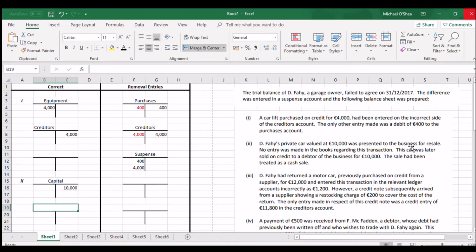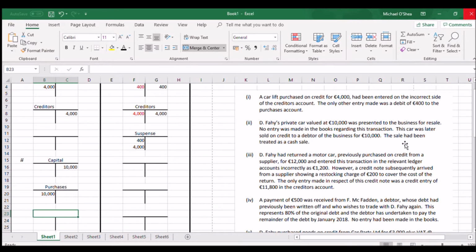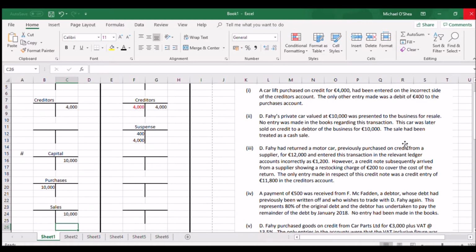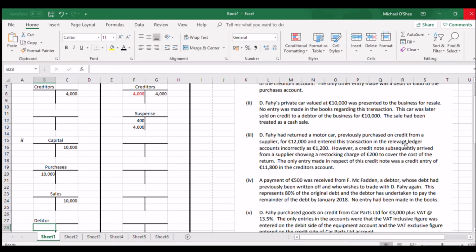They presented it to the business for resale, so the business can now go and sell this on. They haven't sold it yet, but they can go and sell it. An item that we're going to sell down the line increases our purchases account. Purchases is an expense account, therefore it has a debit side entry to increase it. That's the first thing. Next thing here, the car was later sold on credit to a debtor of the business. Well, if I sell something, I've increased my sales. My sales is a credit side again to increase it. And the next part of this is that it had been sold to a debtor of the business. Well, if I sell to somebody on credit, I've sold to a debtor, they now owe me money, and they're going to owe me 10,000 again.